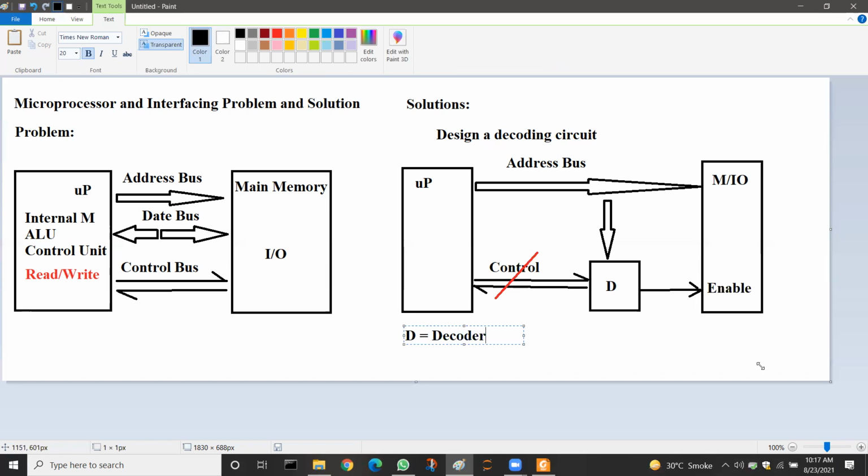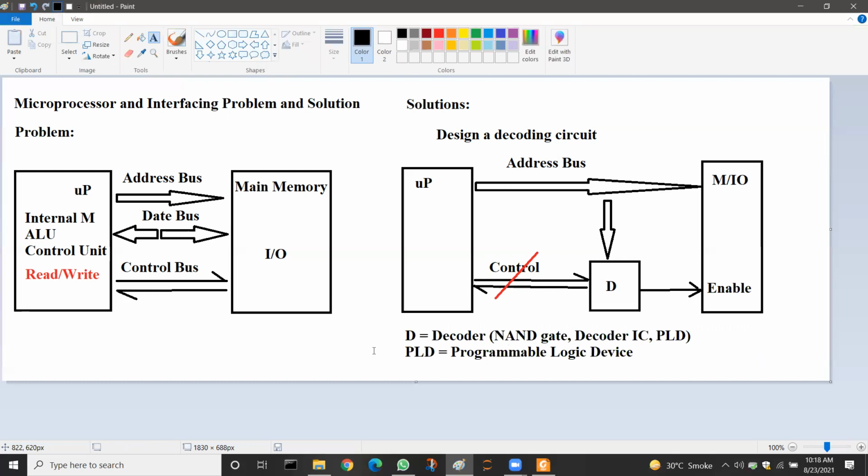And there are two choices. These choices include an AND gate or a decoder IC or a programmable logic device. Okay. PLD stands for programmable logic device.